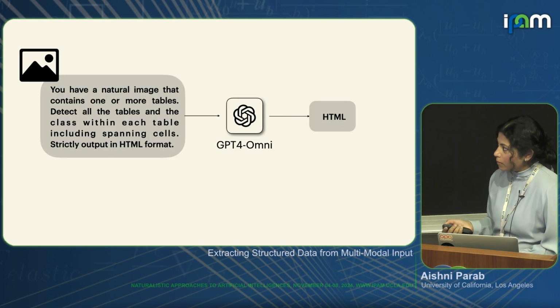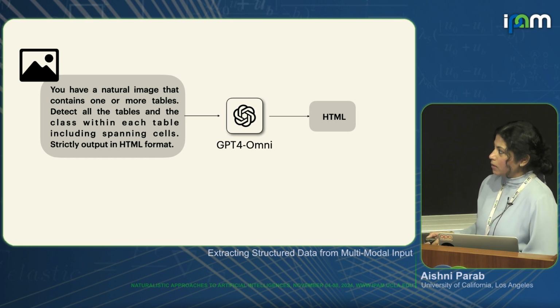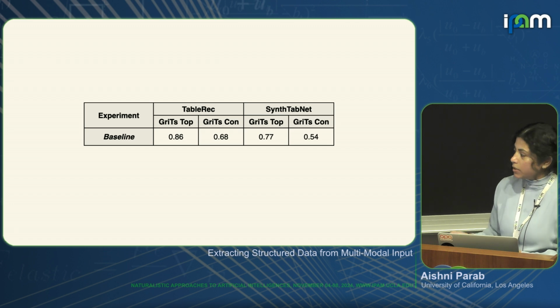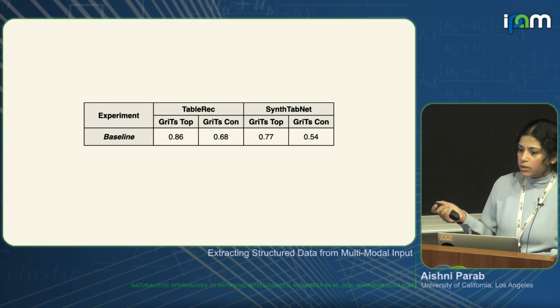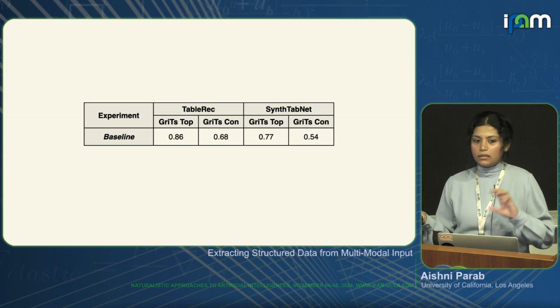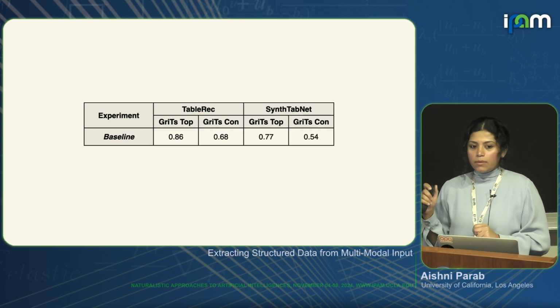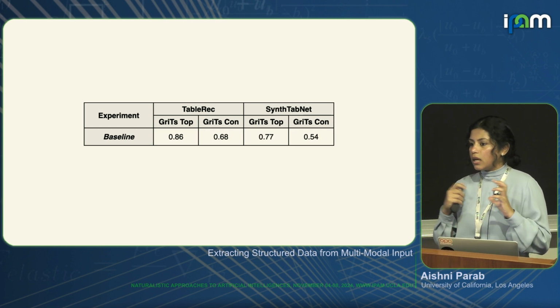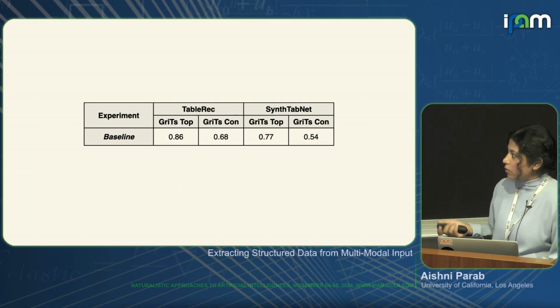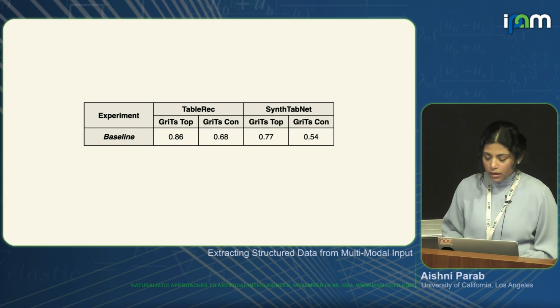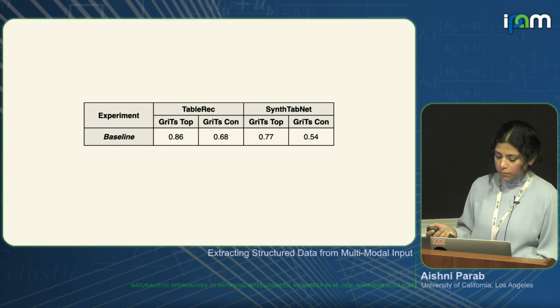So for the baseline prompt, I gave the image of the table to the model, and I asked it to extract the HTML for the table image. And I ran this experiment on 800 images from TableRec and 800 images from SynthTabNet. TableRec is a data set with a lot of messy, real-world looking tables, and SynthTabNet are table images from synthetic LaTeX and PDF tables. And the scores that we see here are F1 scores. What I found was that the model performed reasonably well to some extent. But what happened with the 10 to 30% of images that failed?